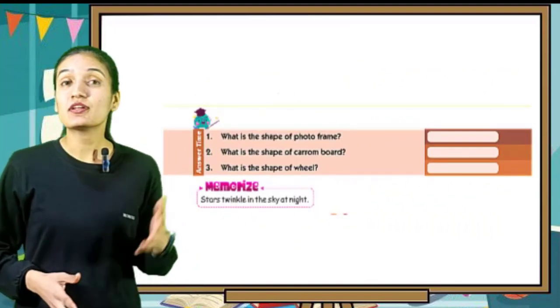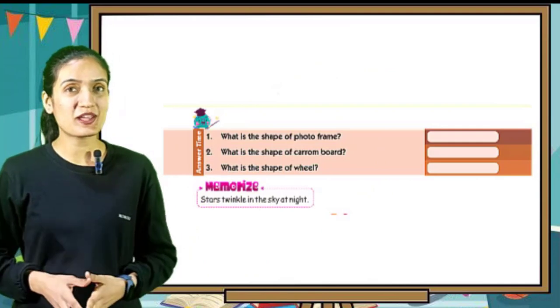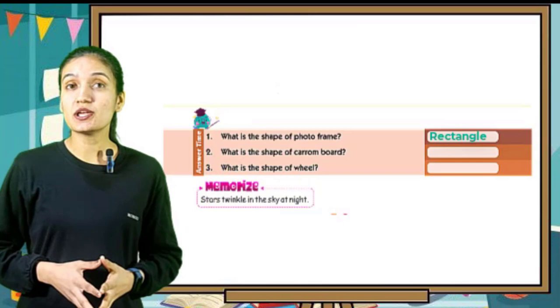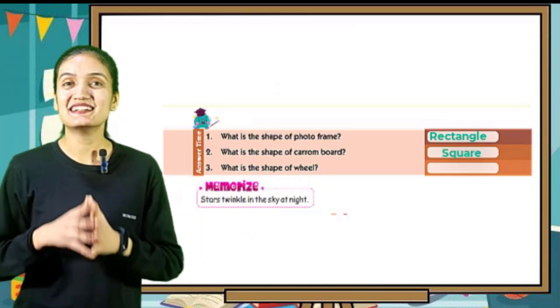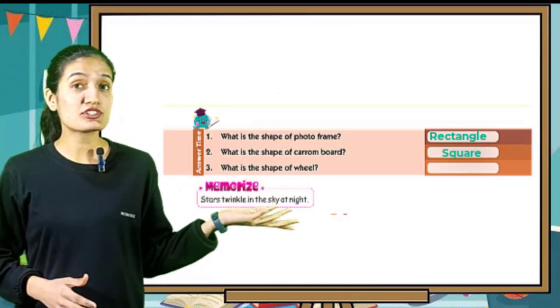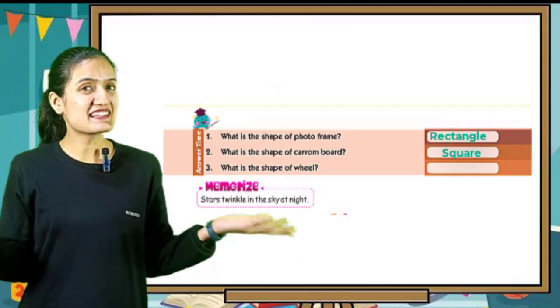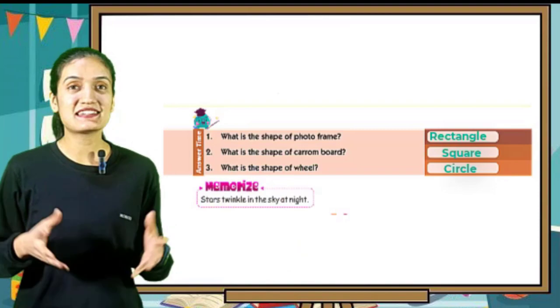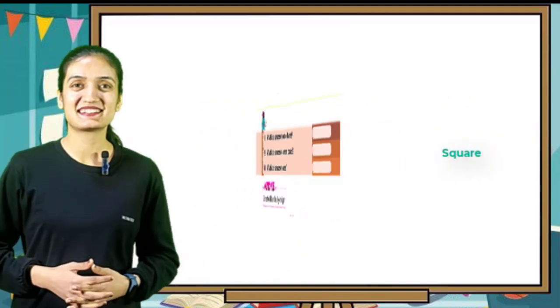Now the answer time. What is the shape of photo frame? Yes, it's rectangle. What is the shape of carom board? It's square. What is the shape of wheel? It's circle. Memorize: stars twinkle in the sky at night.